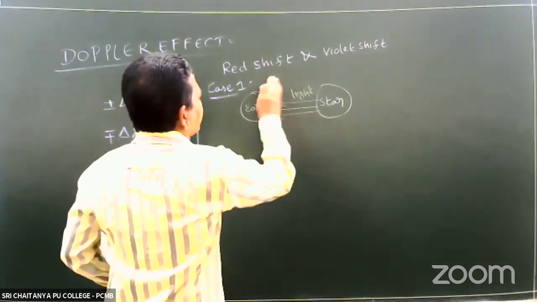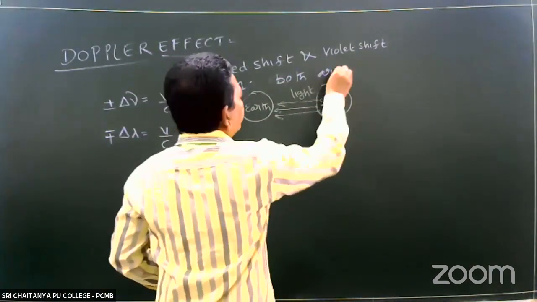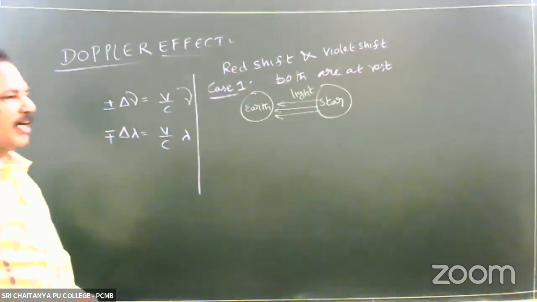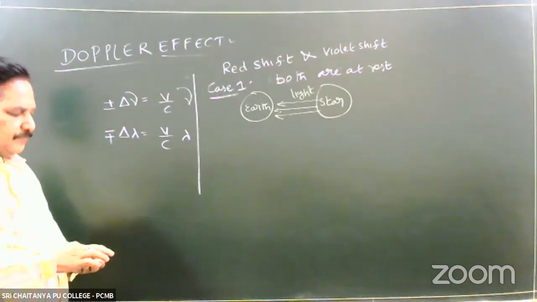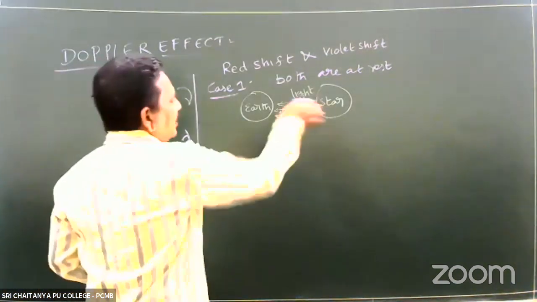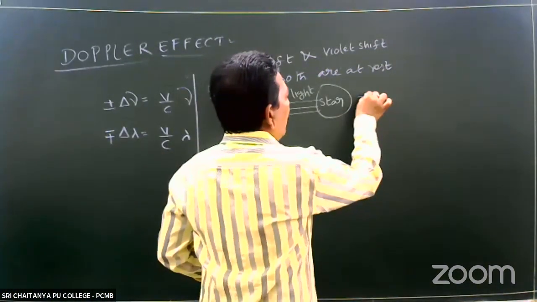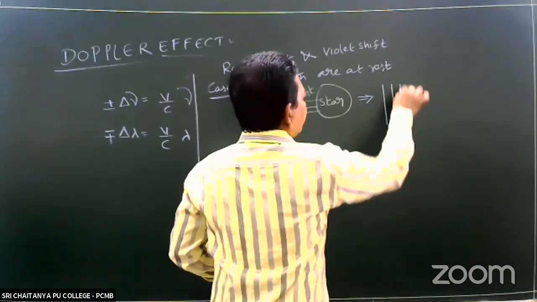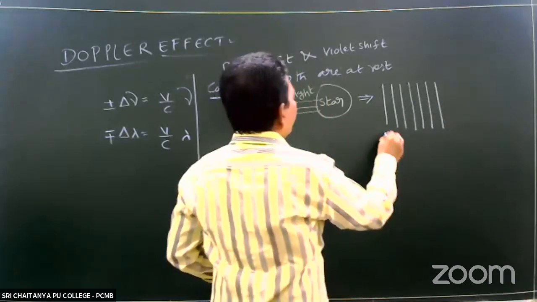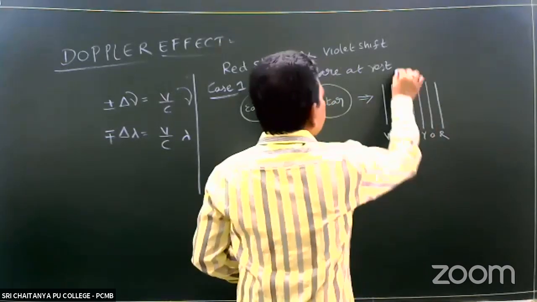Both are at rest, the Earth and also the celestial body which emits the light, a star, the sun. Now it emits light. We are going to get the electromagnetic spectrum, 7 colors, V, I, B, G, Y, O, R. Spectrum is obtained.